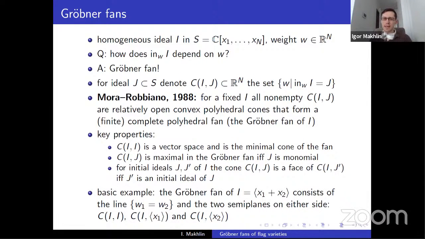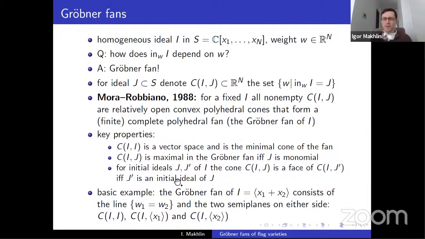So this happens precisely when the cone corresponding to J prime has the cone corresponding to J as a face, precisely when J prime, the larger one, is more degenerate. And more degenerate means that J prime is itself an initial ideal of J. So if we can degenerate I into J, and then degenerate J into J prime, then we have this relation: one is a face of the other.